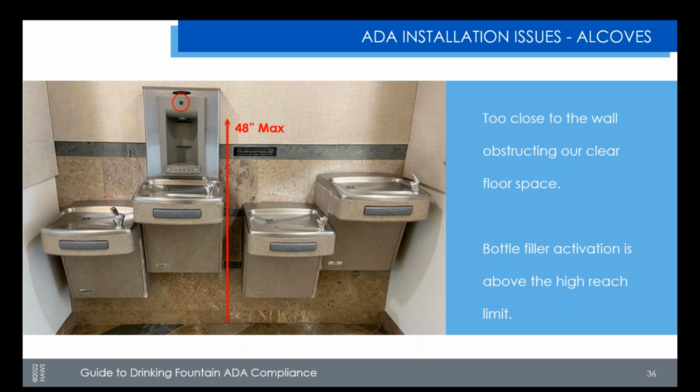If we needed all four of these fountains to meet our minimum requirements, then we would need to swap the heights of that high-low on the left-hand side, putting that high side closer to the wall and our low side in the middle, making sure we have clear floor space for all of our units, and then also moving that bottle filler to one of our low side units like shown here on the slide.